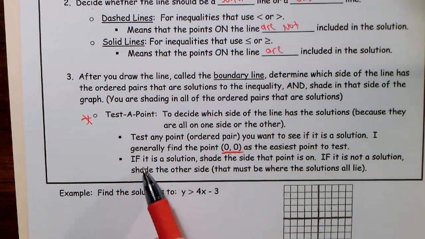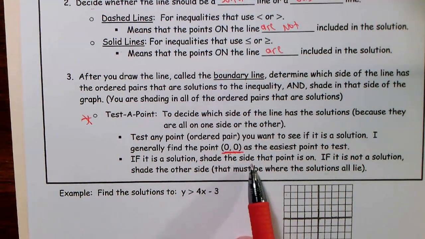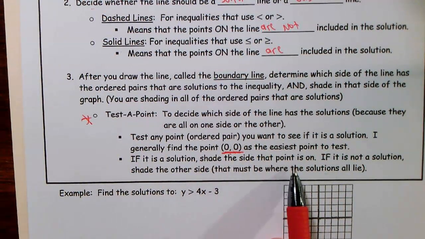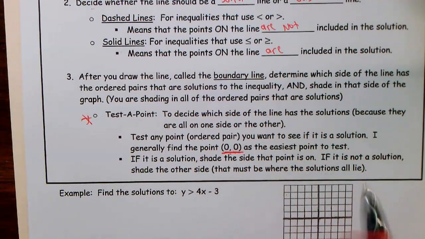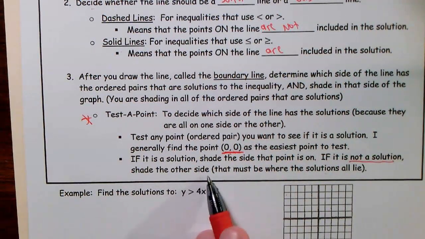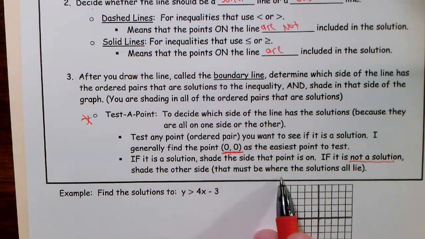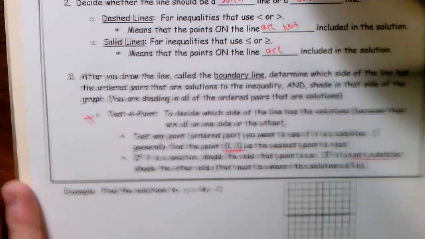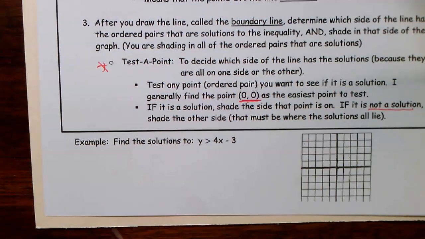So if you pick 0, 0, if it is a solution, shade the side that the point is on, right? Because all the points on that side are solutions. Whereas if the point 0, 0 is not a solution, shade the other side, because that must be where the solutions are. Let me show you a quick example, although the last example is the best one.